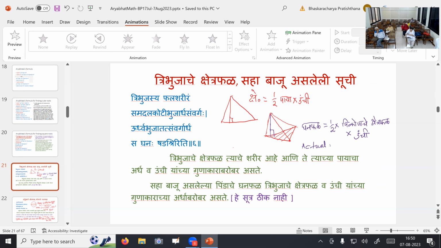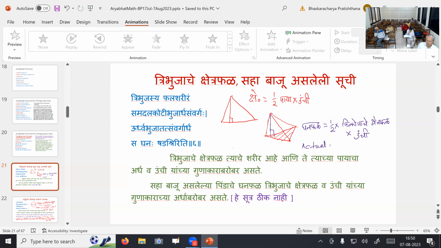Now the later, this is the sixth verse. Tribhujasya phalashariram samadala koti bhujardha samvargaha. This is one formula. And another is urdhva bhuja tat samvargardham saghanaha shadashriditi.